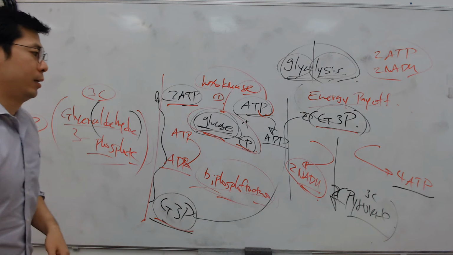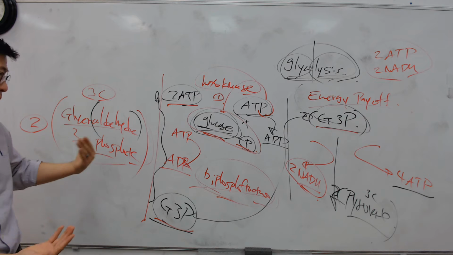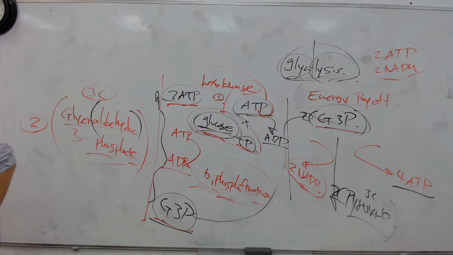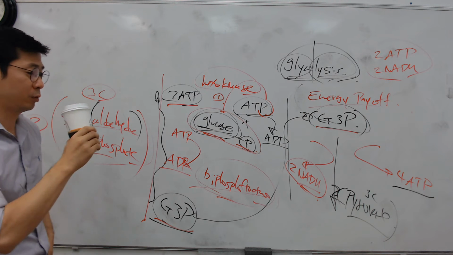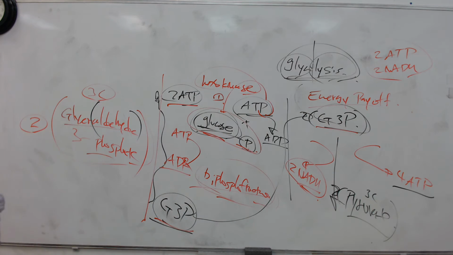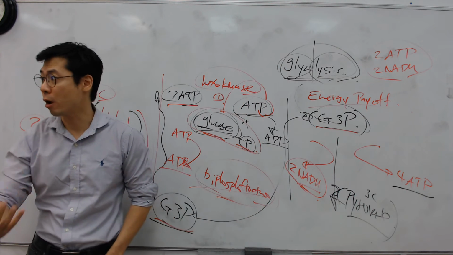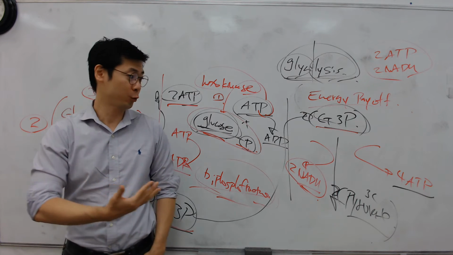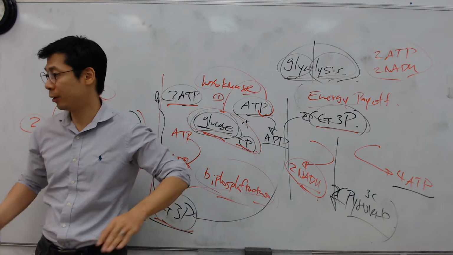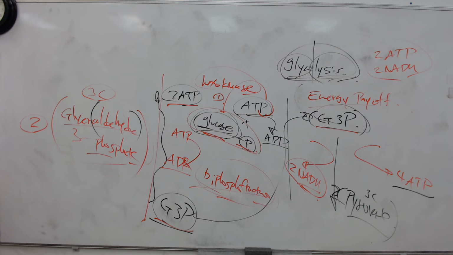Any questions on the rest of glycolysis? It's not too bad, you just have to know what's happening. This can be done by every cell that you know; even prokaryotic cells are doing this. Just 2 electrons plus H plus.